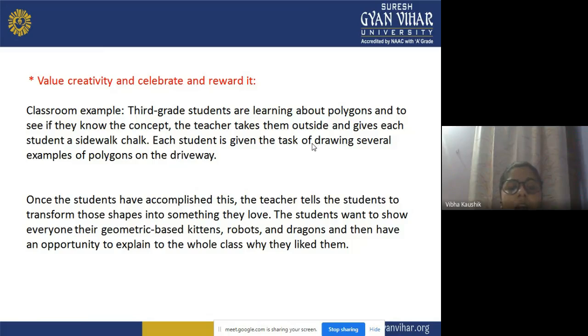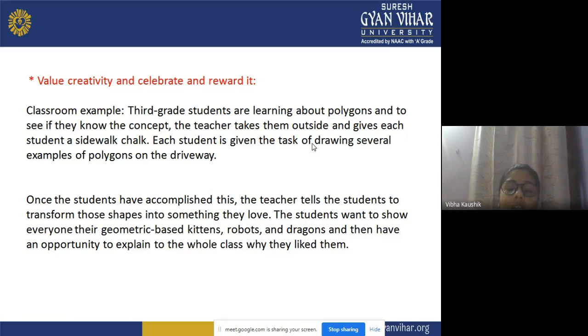Classroom example: third grade students are learning about polygons, and to see if they know the concept, the teacher takes them outside and gives each student a sidewalk chalk. Means the teacher wants to know whether they have learned the concept or not. Each student is given the task of drawing several examples of polygons on the driveway. Once the students have completed this task, the teacher tells them to transform their shapes into something they love.